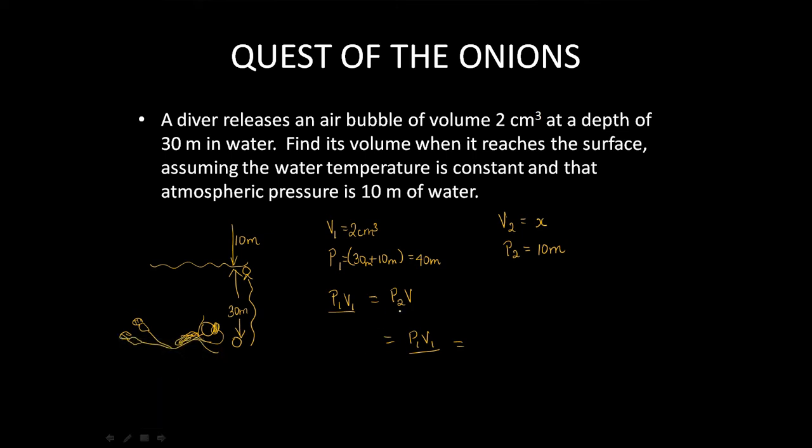So solving for V2, we're dividing by P2. So V2 is 40 meters times 2 centimeters cubed over 10 meters. Meters cancel out, zeros cancel out, and we're left with 8 centimeters cubed. That makes sense because bubbles get bigger as they reach the surface. They start out very small because of pressure from the water and the atmosphere, and then they grow because there's less pressure acting on them by the time you reach the surface.